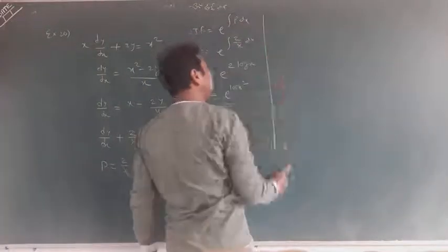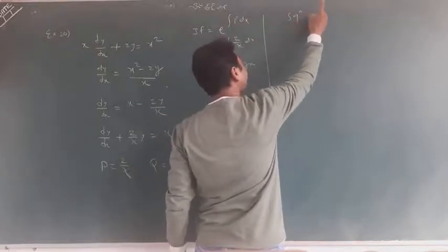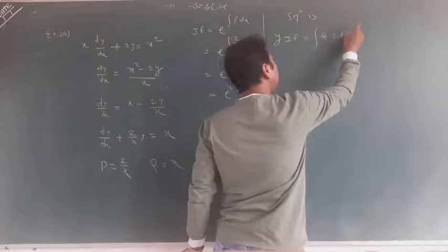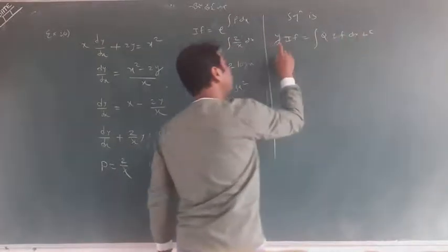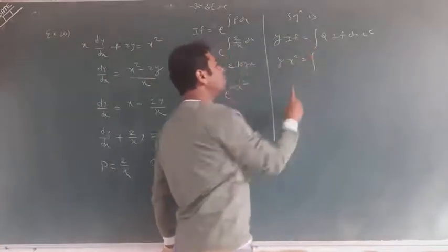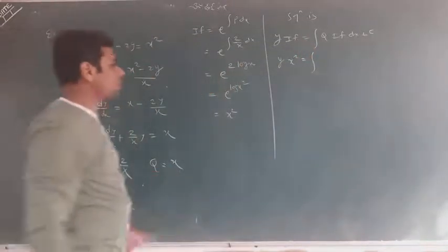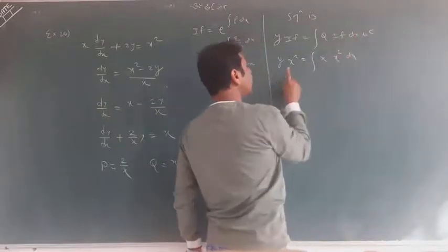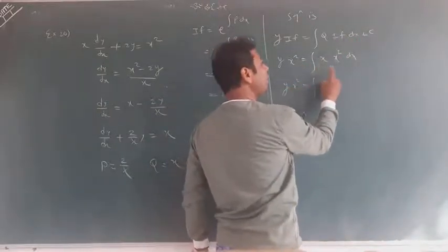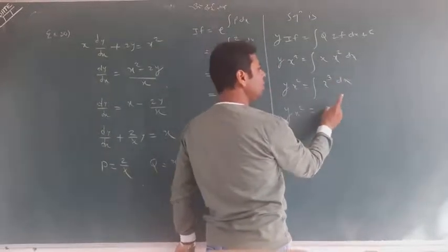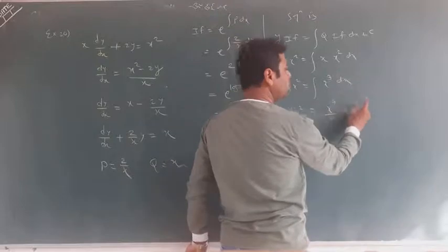Now after finding the IF, you find the solution, which is y into IF equals integral of q into IF dx plus c. Put in the values. What is IF? x square. What is q? x. So x into x square dx, and the easiest term ever read, x cube dx. The integration of x cube, you know it, is x to the power 4 upon 4 plus c.